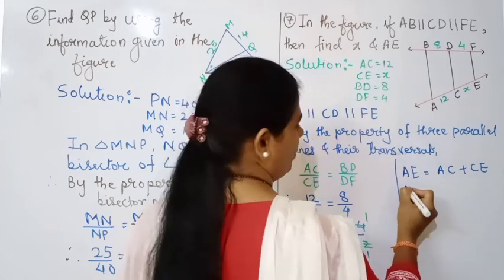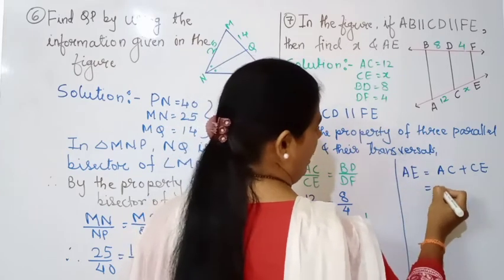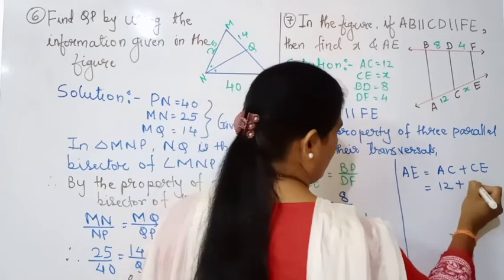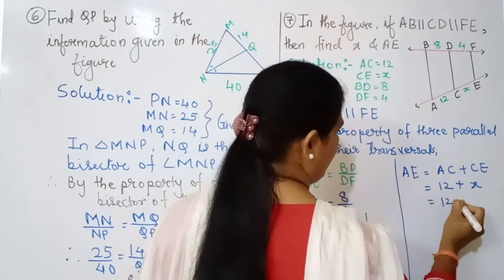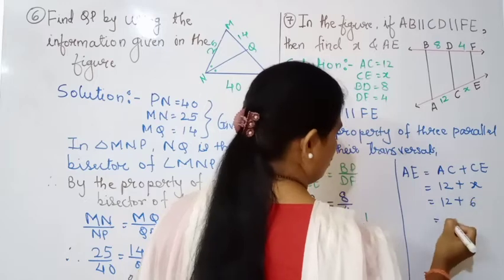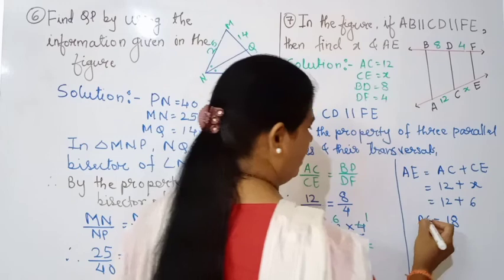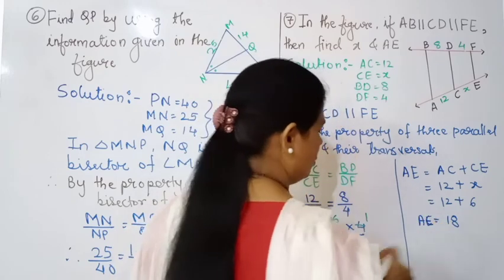Okay, what is the value of a? We have to find the value of a. AC is 12 and CE is x. We have got the value of x, that is 6. So 12 plus 6 is 18. So we got the value of AE, that is AE equal to 18.